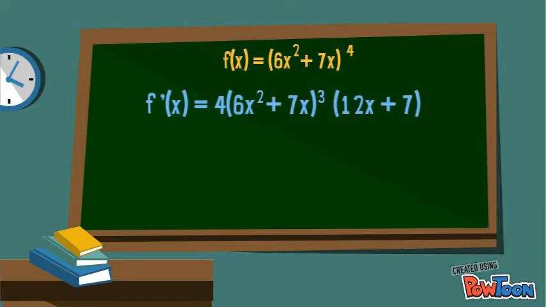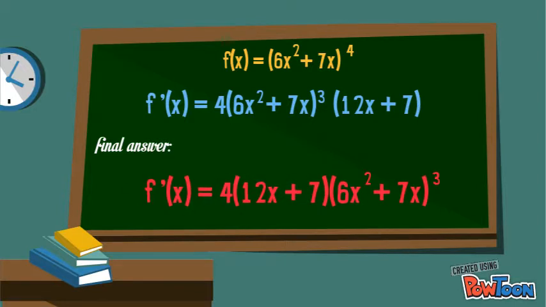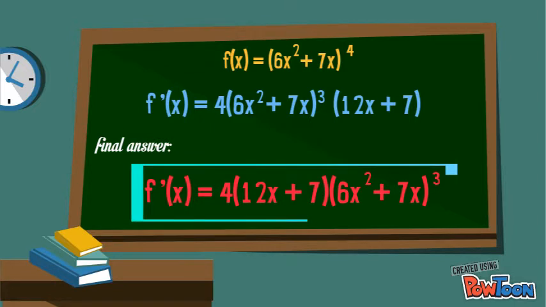Then multiply the derivative of the inner function to the derivative of the outer function. For the final answer, rewrite the equation properly and we'll obtain f'(x) is equal to 4 multiplied to (12x + 7) multiplied to (6x^2 + 7x)^3.